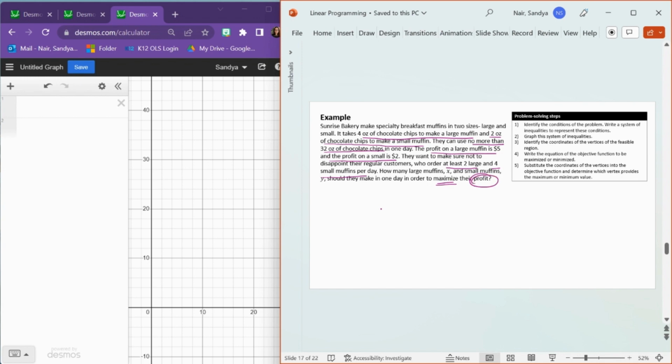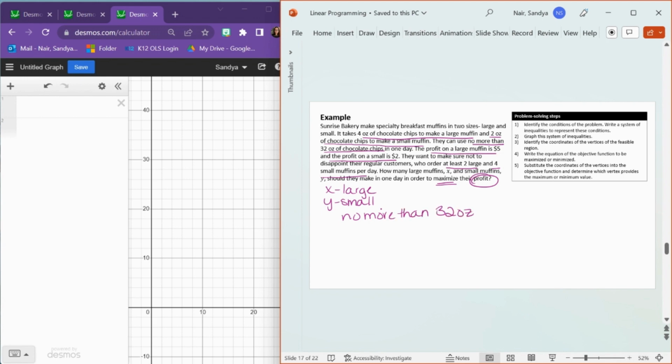Okay, so let's start off with our variables. We have x large and we have y small. So let's think about the conditions that they have to follow. Well, it says that they can use no more than 32 ounces of chocolate chips.